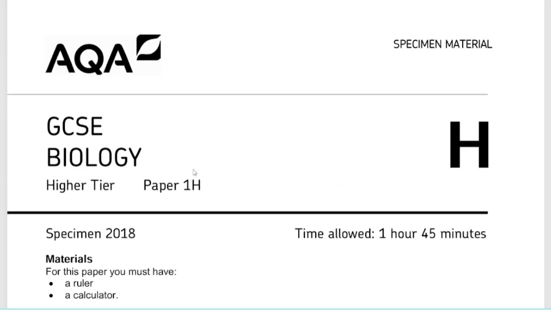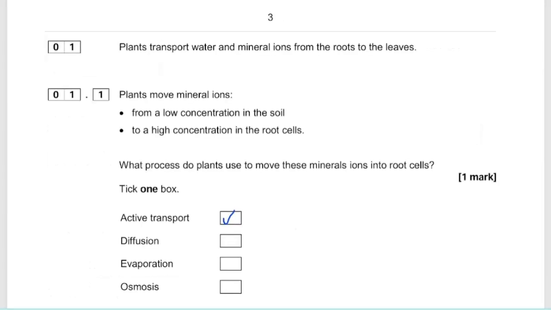Today we're going to be covering AQA GCSE Biology higher tier paper 1, and we're going to be covering the specimen paper, which means this is once again a paper which nobody actually sat, but AQA just created so people could get a better idea of what their exams were going to be like. Now, jumping straight into question 1.